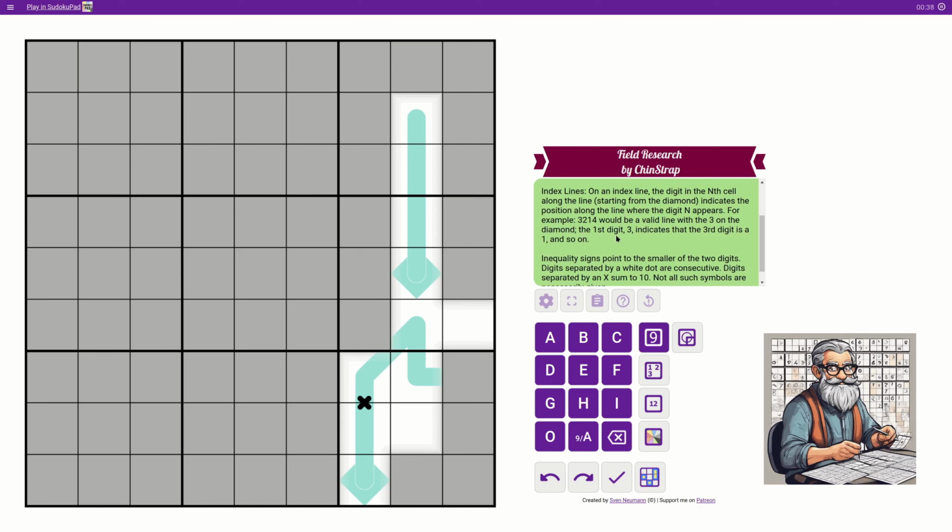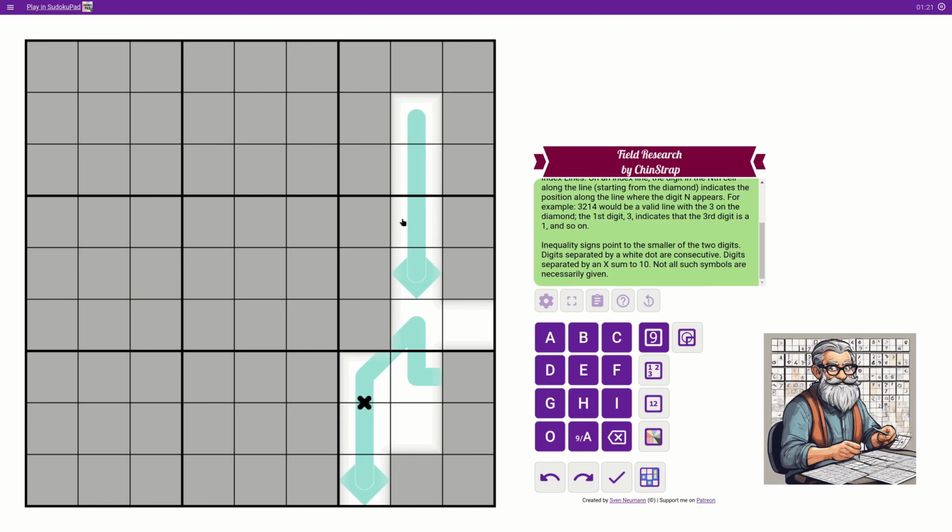Index lines. On an index line, the digit in the nth cell along a line, starting from the diamond, indicates the position along the line where the digit n appears. For example, 3, 2, 1 would be a valid line with the 3 on the diamond. Well, what does that mean? This is the first cell in the line, this is the second, this is the third, and this is the fourth, right? If we put 4 here, it means that the digit 1, because that's the first cell, will appear in the fourth cell. If we put 1 here, it would be correct already, because it says that the digit 1 would appear in the first cell, and it did.